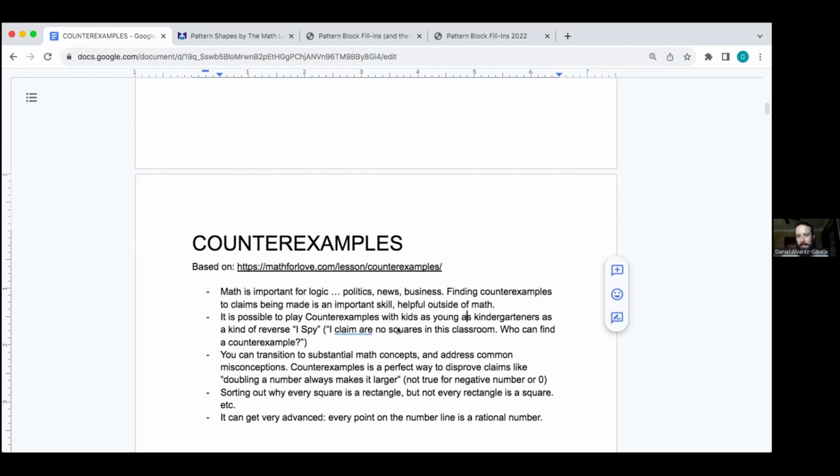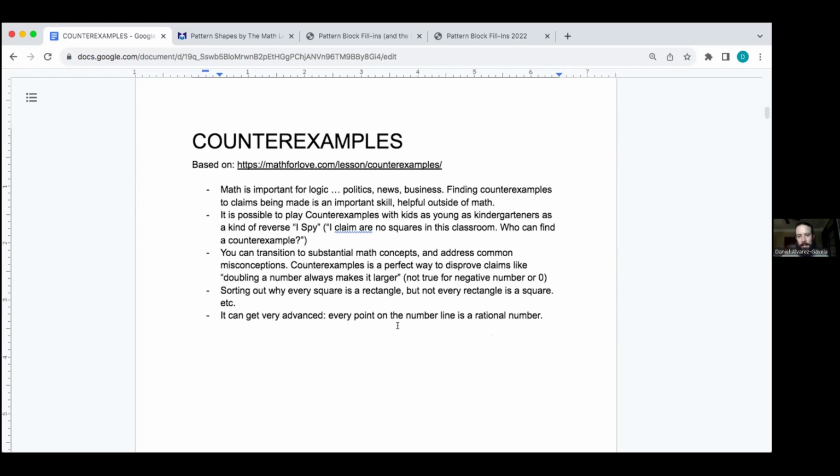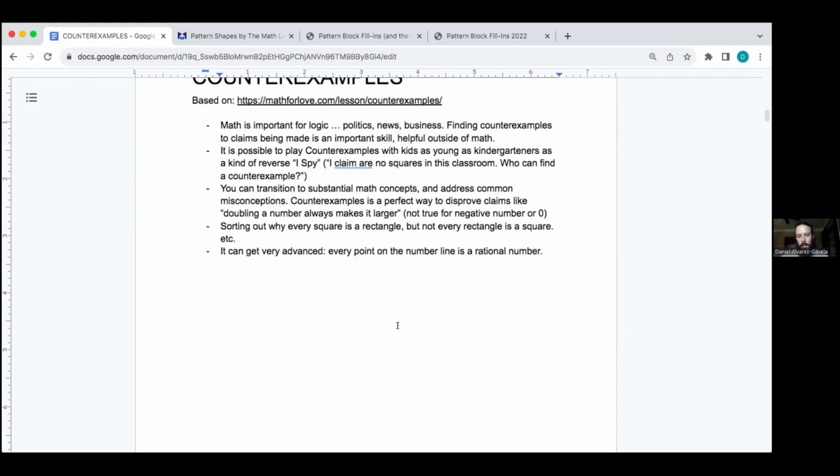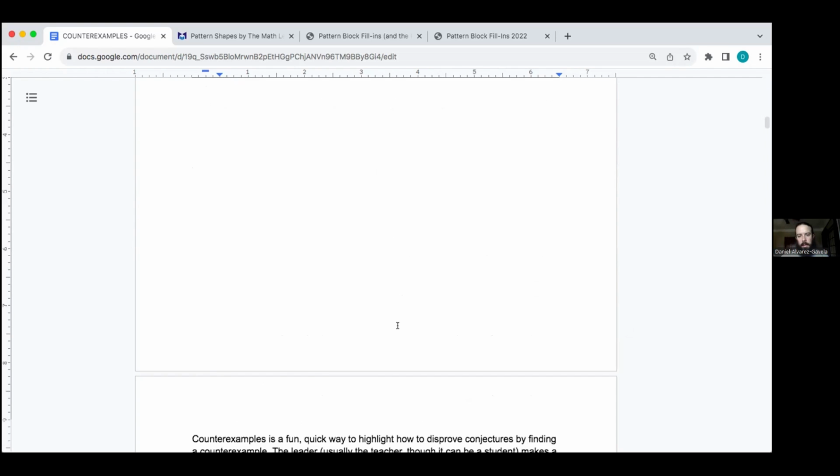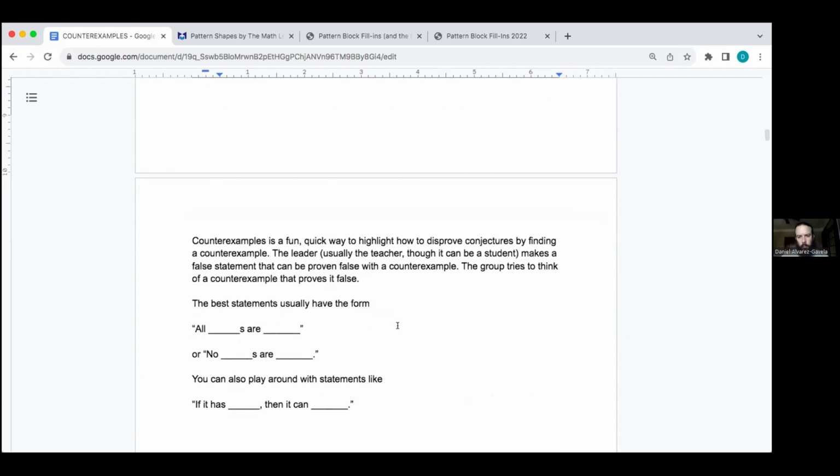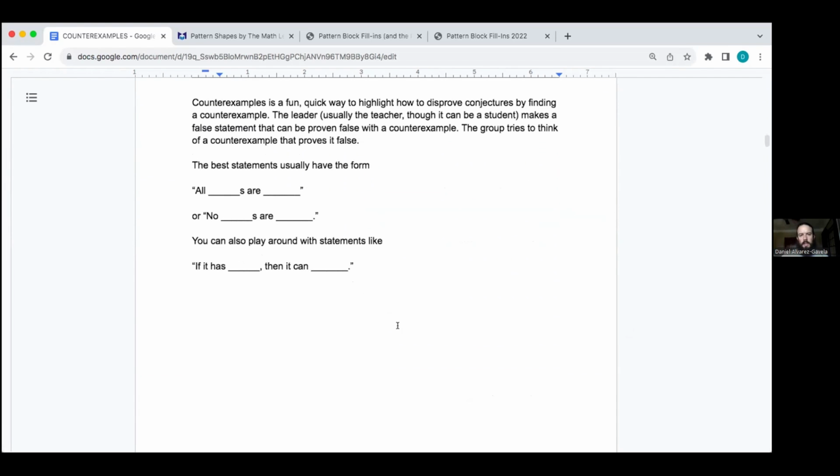Okay, so I think that's an interesting one, but like I said, quite advanced. So let's get back from the clouds a bit. So what's the specific format? Let's just be very clear about it. So the leader, it can be the teacher, but you can engage this activity through a student, makes a false statement, okay, that can be proven false with a counterexample.